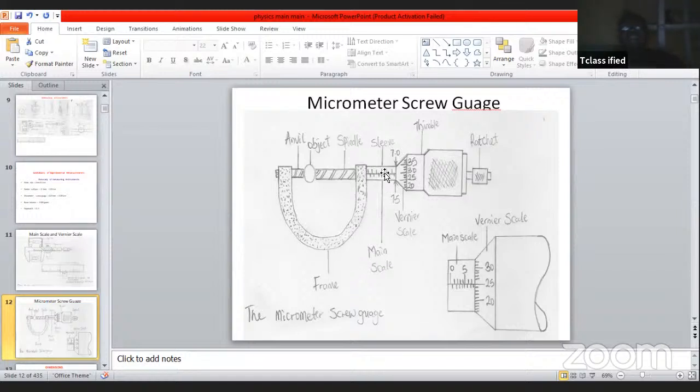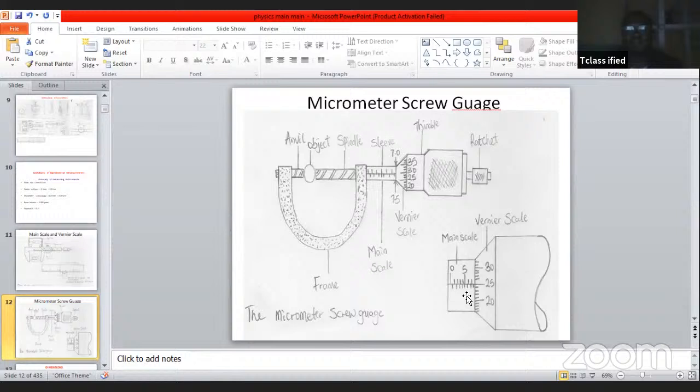So just like we have the main scale and the vernier scale for your vernier caliper, the main scale here is the sleeve for the micrometer screw gauge, whereas the vernier scale is the thimble. So you have the sleeve and the thimble. For you to get a good measurement, it has to be the addition of the reading from your sleeve and that of your thimble. And that is the example of what is given here.